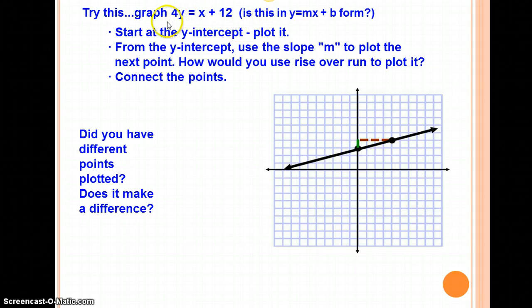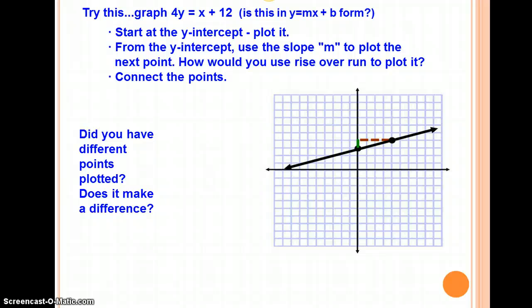The way that I do that, I can divide 4y divided by 4, and that gets rid of the 4 on the left side, and then I'm left with y. Then I divide x divided by 4 plus 12 divided by 4. So now y equals x over 4 plus 3. I know what my y-intercept is: it's 3. The first dot on the y-axis is my y-intercept, and that represents 3.